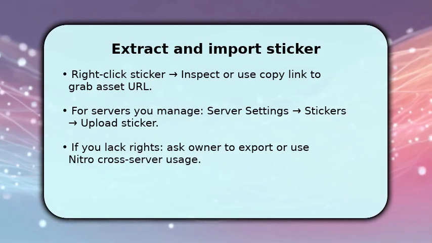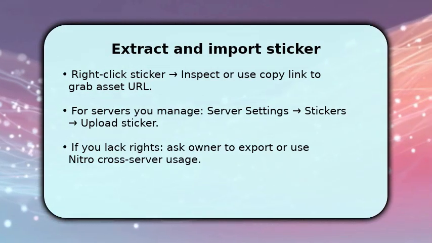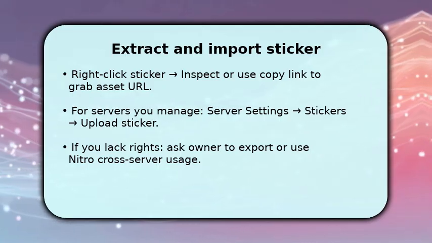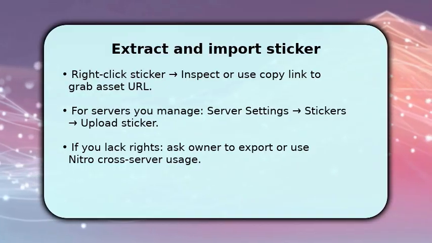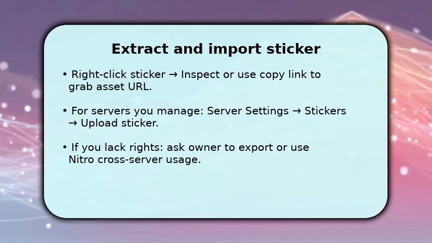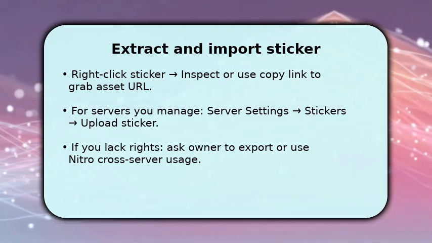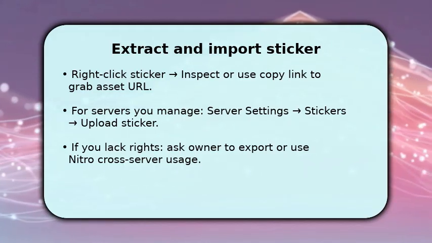Now you extract and import the sticker. If you can access the asset, right-click and use Inspect or Copy link to get the image file URL. Download a PNG/APNG or Lottie.json as needed. Once you have the file and you manage the destination server, open Server Settings, go to Stickers, and upload with a name and description so Discord accepts it.